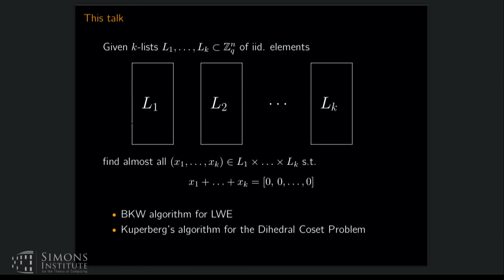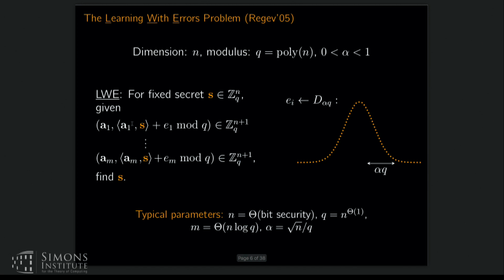So LWE, I think most people know by now, I describe it just for purposes of fixing notation. My notation would be mostly classical. An LWE problem is given by three parameters: the dimension, the modulus, and what's called the noise rate.